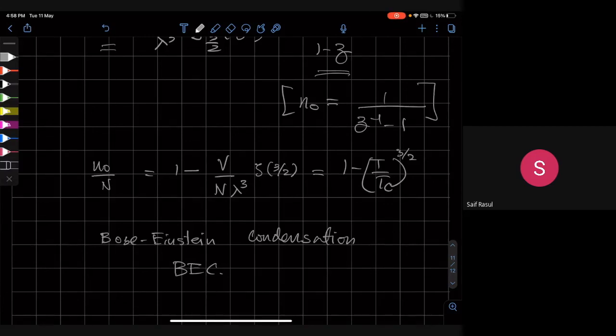Einstein predicted it in the 30s after Bose did his work, and it's only in the 1990s that this was experimentally verified, and a Nobel Prize was given on it. Okay.